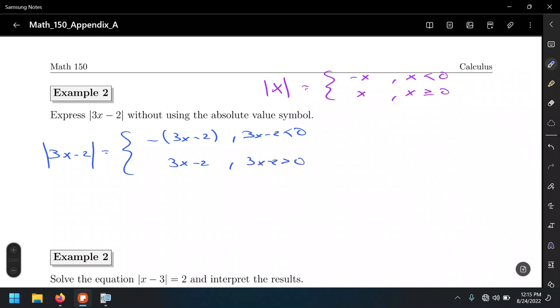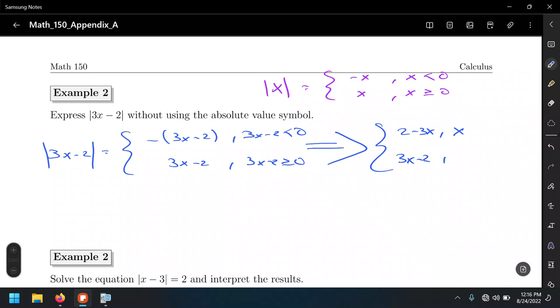But of course, that's not the final answer. That's only the first step, the setup of it. So we need to solve these baby inequalities here, or greater than or equal, for the variable x, so they look more like this. So I'm going to rewrite this. I'm going to distribute the sign here. That's 2 minus 3x and 3x minus 2. So adding 2 to both sides and then dividing, that's x.